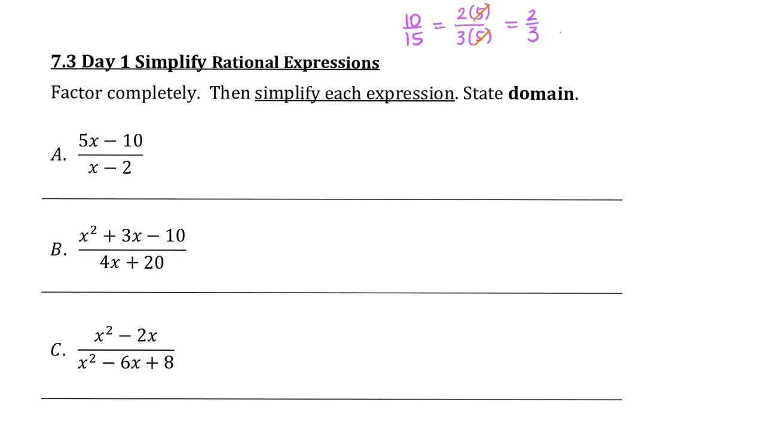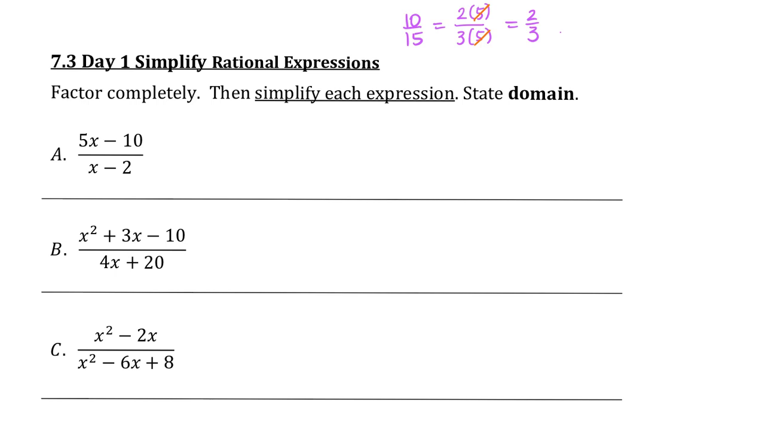So that's what we're going to do algebraically when we're simplifying algebraic rational expressions. I want to factor it and then cancel any common factors top to bottom. If we cancel a variable, we are going to have a domain restriction, which we will add in. So let's look at A.